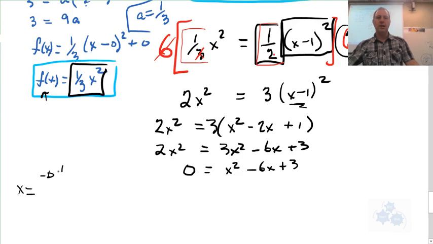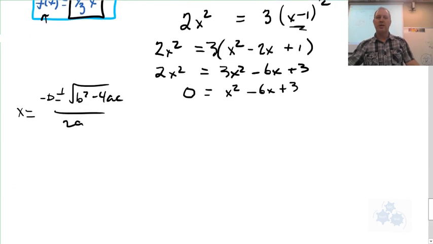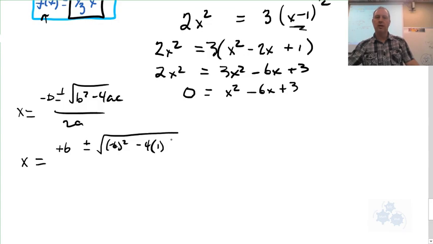x equals negative b plus or minus root b squared minus 4ac all over 2a. Remember that one? So we'll plug those values in and see what we get there. So x is going to be equal to negative negative 6, so that's plus 6, plus or minus the square root of negative 6 squared minus 4 times a is 1 times c is 3, all over 2 times a, which is 1.